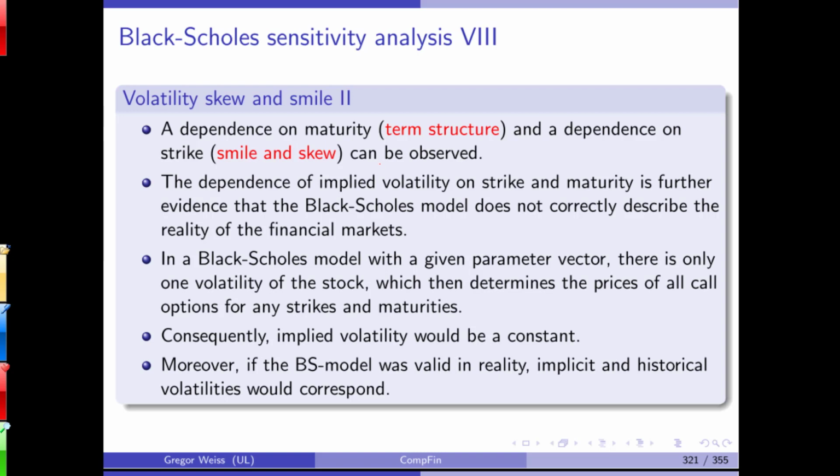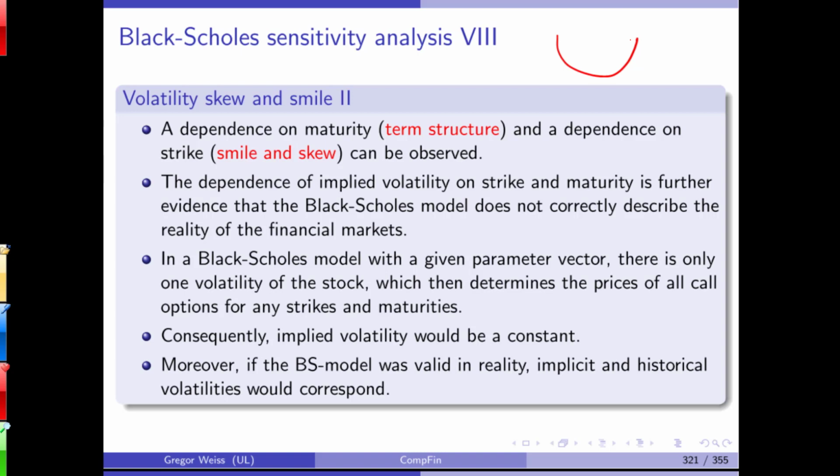The dependence of the implied volatility on strike and maturity is further evidence that the Black-Scholes model does not correctly describe the reality of the financial markets. Obviously, if everything were perfect, the market would give you the Black-Scholes price. But the theoretical Black-Scholes price and the empirical market price usually differ. If you plot it, depending on the strike, you will see a curve that looks like this. And this is why it's called the volatility smile.